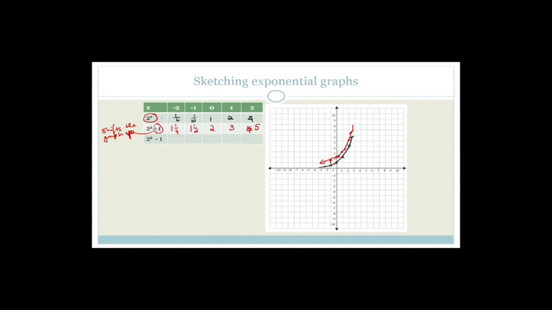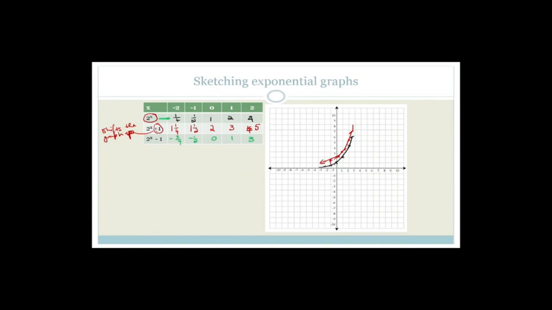we're looking at the original here. It's a quarter. A quarter minus 1 is going to be minus 3 quarters. A half minus 1 is minus a half. 1 minus 1 is 0. 2 minus 1 is 1. And 4 minus 1 is 3.